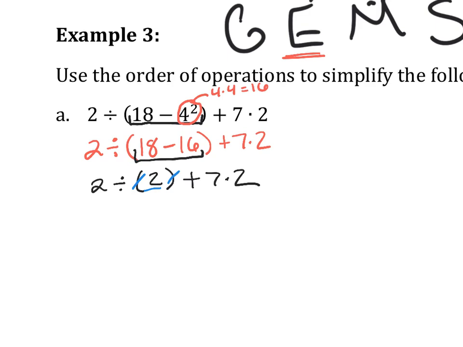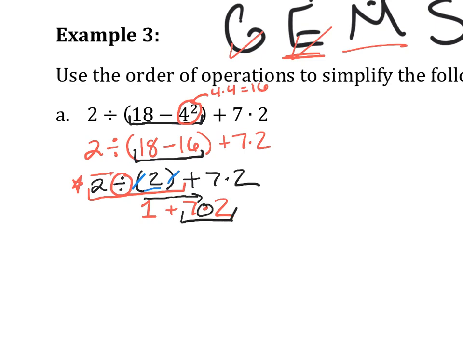So now, if we continue on with our GEMS, so we did our G, there's no more exponents to deal with, so now we're on M, which is multiplication and division happening at the same time as you go left to right. So start at the left, and as we go along, looking at our equation, oh, there's a division. We have to do that division first. So 2 divided by 2 is 1, plus 7 times 2. We still have some multiplication here. So left to right, multiplication happens. Do this multiplication. So I have 1 plus 14. Now we're just left with that addition. So 1 plus 14 gives us 15.